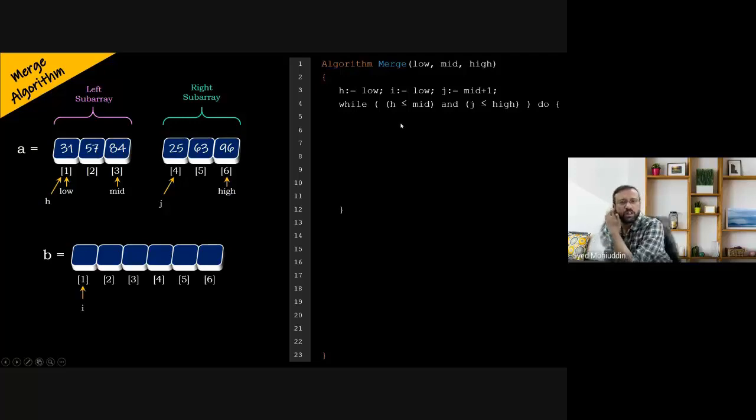Then we have a while loop to check whether h is less than or equal to mid. If h crosses mid, that means all elements are done for the left subarray. And j less than or equal to high. If j crosses high, that means all the elements of the right subarray are completed. Now, if a of h is less than or equal to a of j, then b of i equal to a of h. This is less than this, so store this, and obviously increment h.